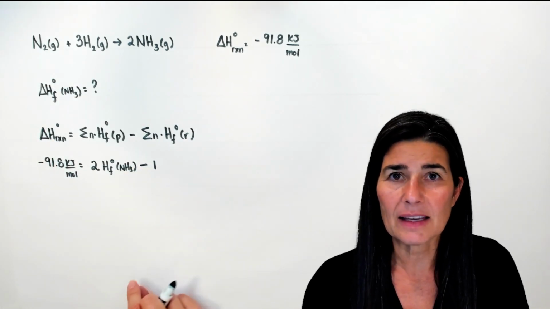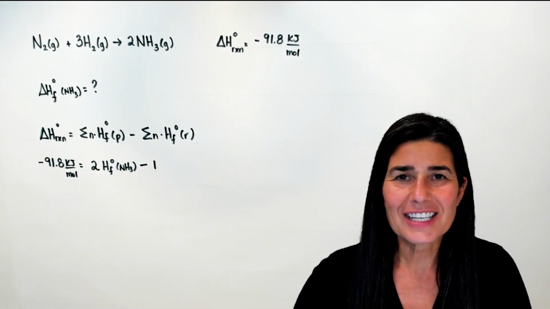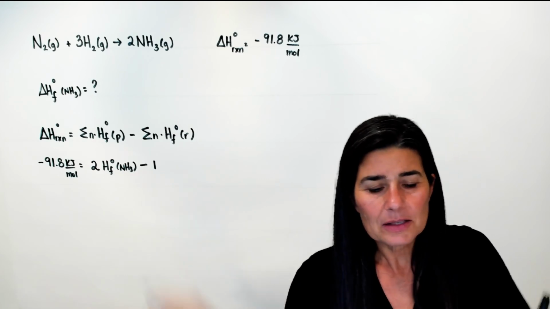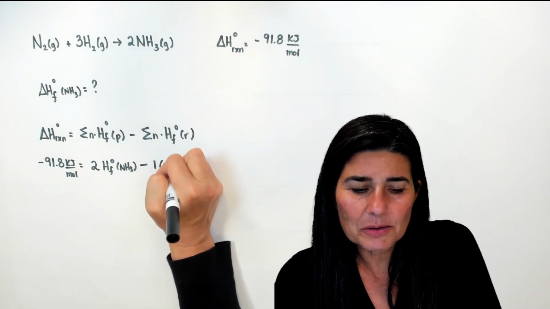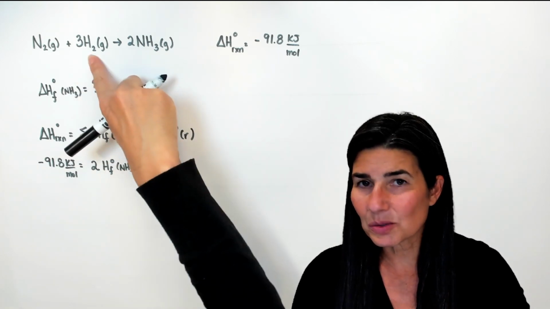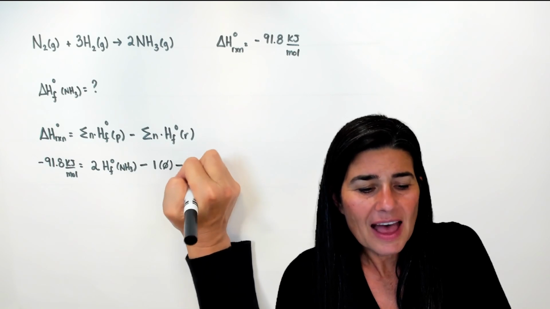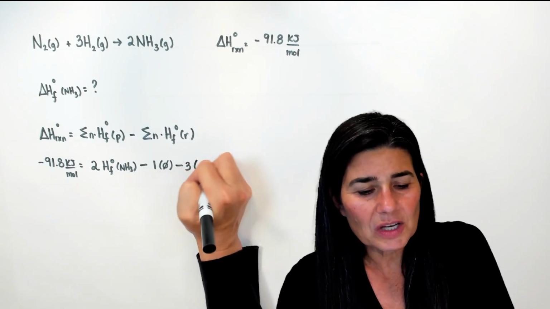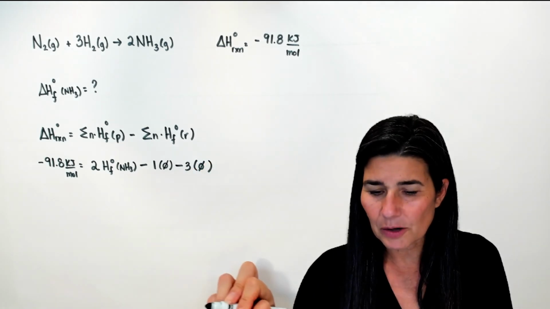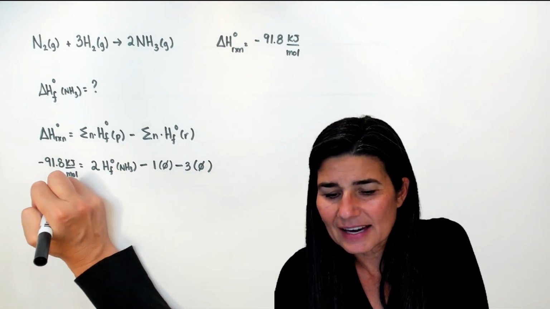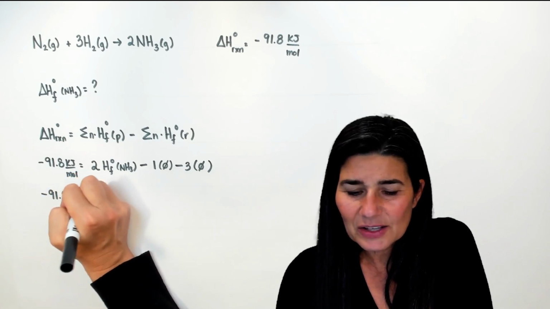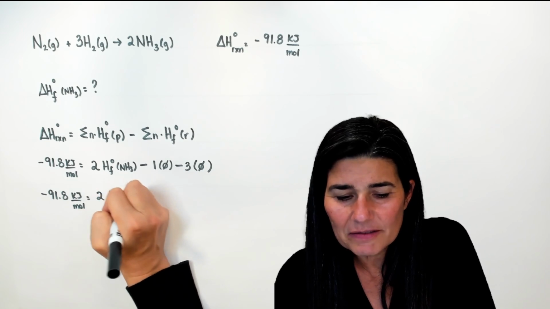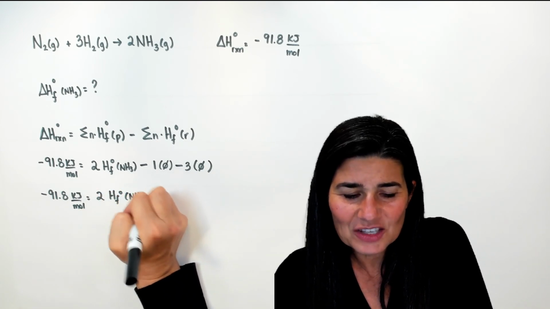Now they didn't give that to me, but that's okay. Under standard conditions, the heat of formation of any element happens to be 0. So I'm just going to go ahead and say this one is 0 minus the next reactant. We have a coefficient of 3, and that's hydrogen, another element under standard conditions. So we're also going to call that heat of formation 0. So right now I have negative 91.8 kilojoules per mole equals 2 times the heat of formation of NH3.